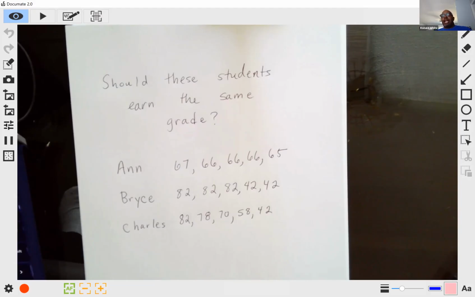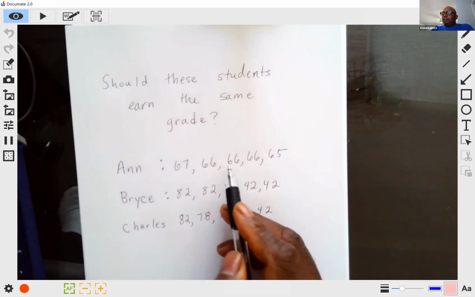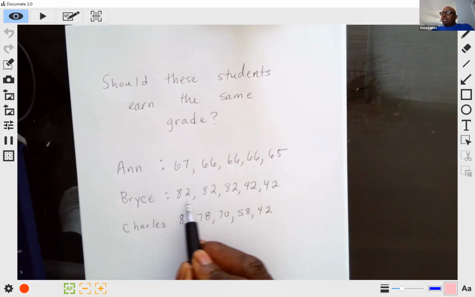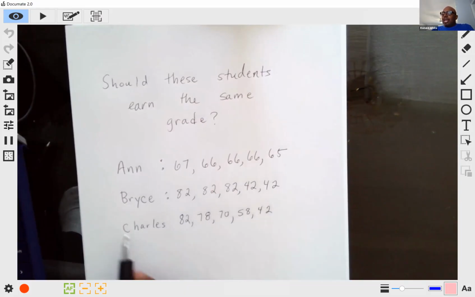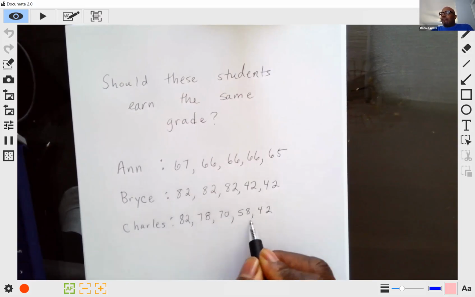So when you looked at the extra credit, I think it organized the data by class. It had class 1, class 2, class 3. But since most of you are educators, let's suppose we have 3 students, Ann, Bryce, and Charles, and these are their grades. Ann has 67, 66, 66, and 65, 82, 82, 82, 42, 42 for Bryce. And then Charles has an 82, 78, 70, 58, and 42.